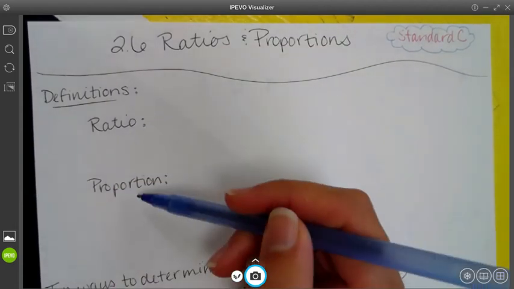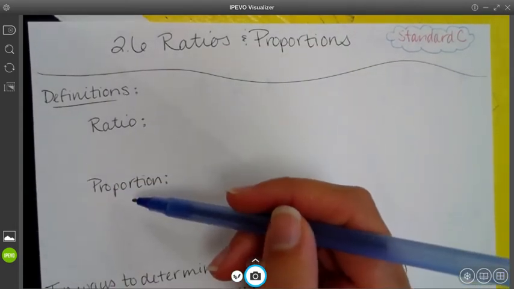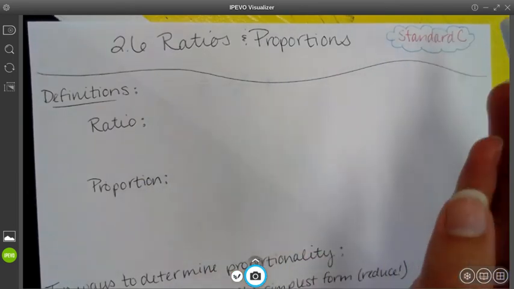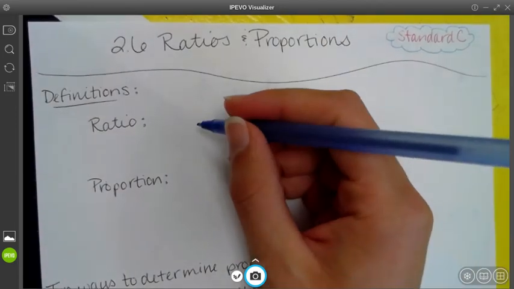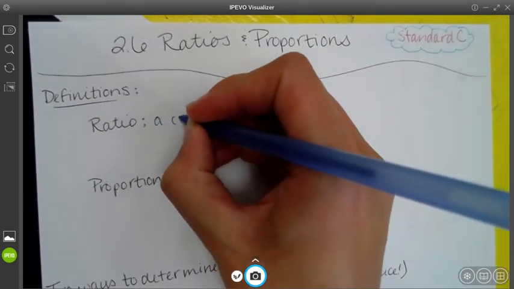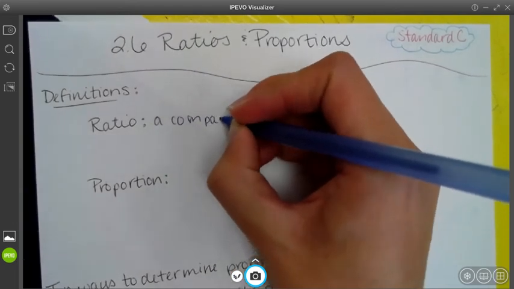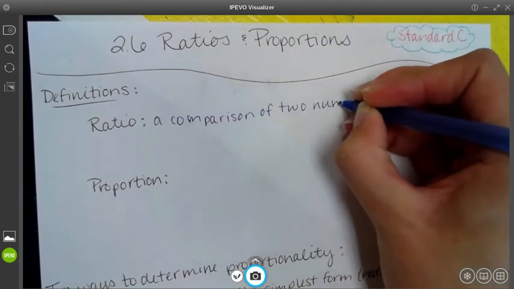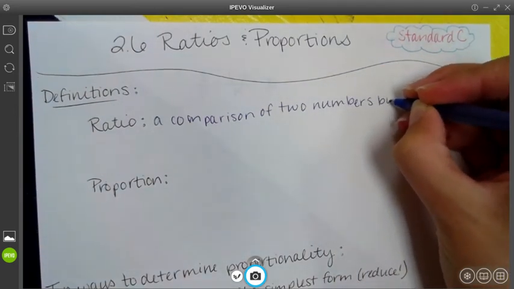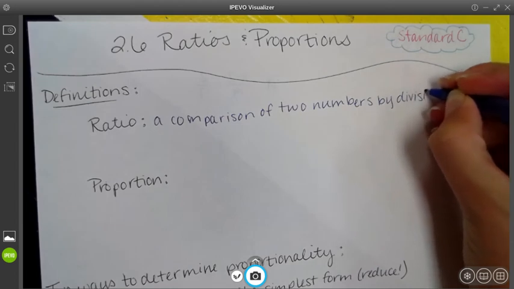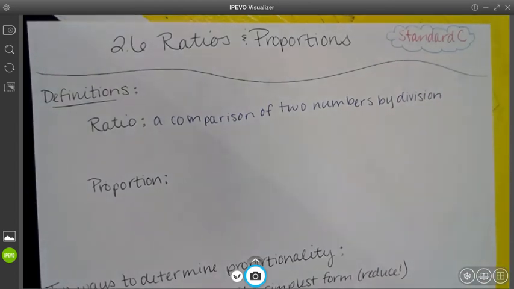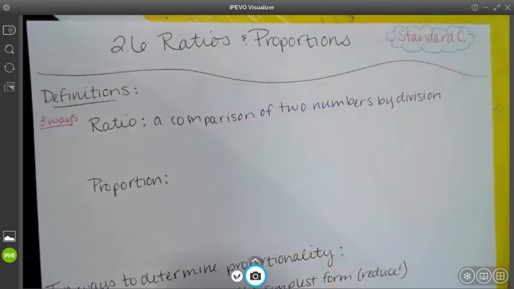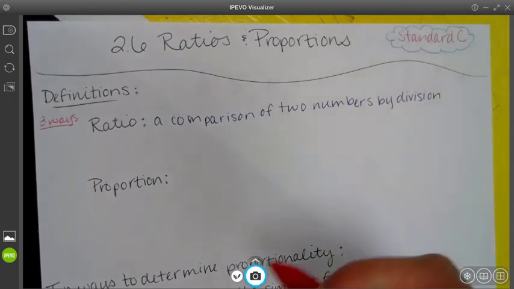So ratio and proportion, these are probably words that you've heard before, but I'm going to give you some solid mathematical definitions and then some examples as well. So a ratio is a comparison of two numbers by division. All right, and there are three ways that you can write a ratio. But first let's talk about an example, and then I'll write it in those three ways.